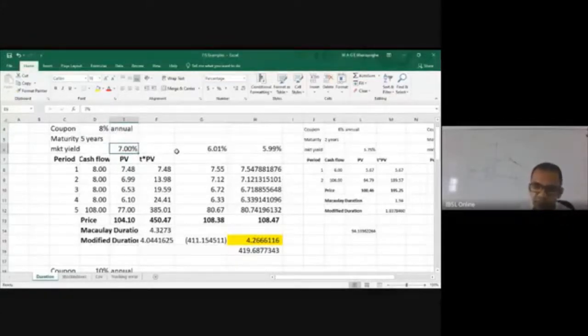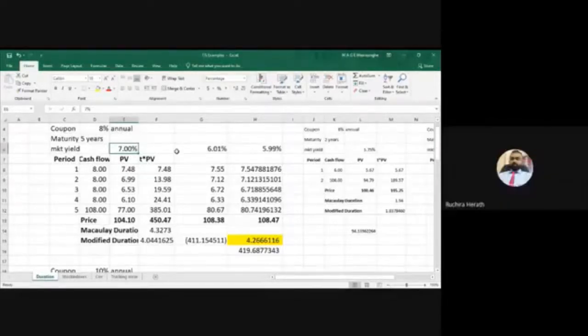So if you assume a bond which is issued in 2019, the coupon rate may be 8% or 9% or maybe 10%. But if you want to buy that same bond today, you don't expect that 9% or 10% return, because now the interest rates have come down. You may be happy with a 7% or 6% yield. So the market yield has gone down.